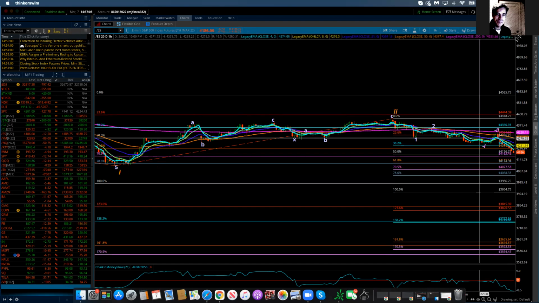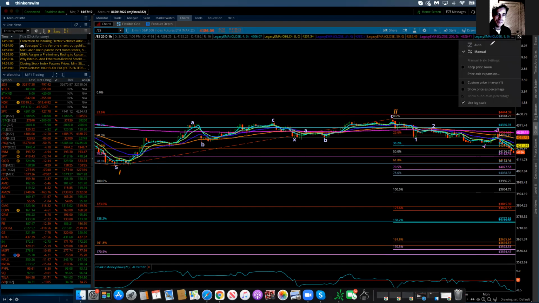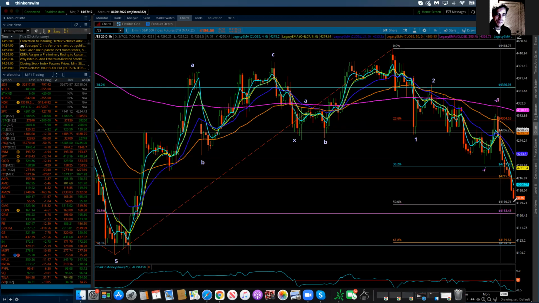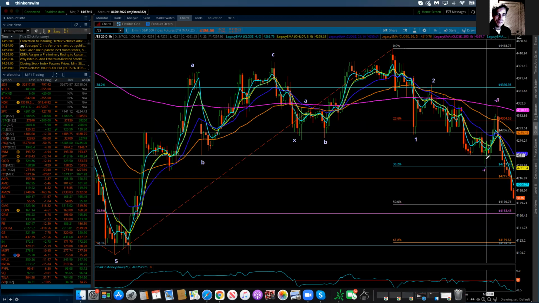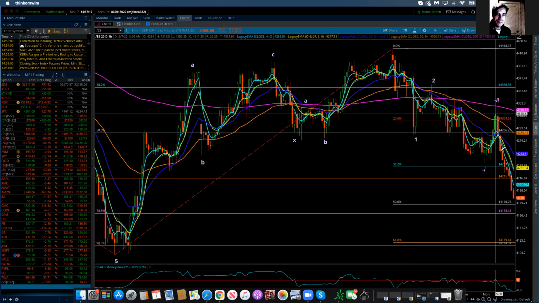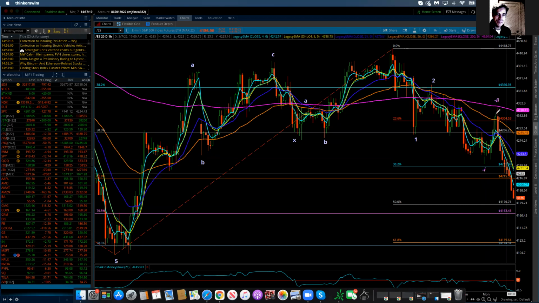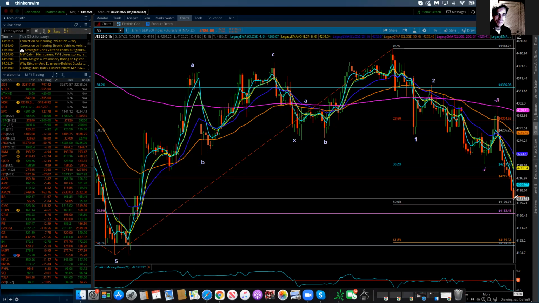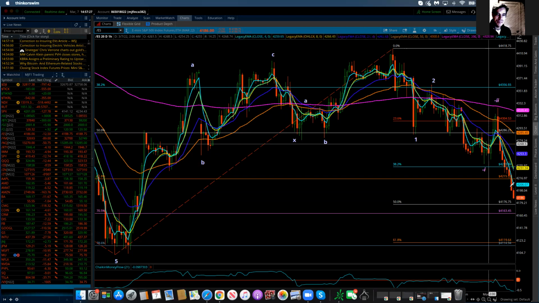Okay, now let me go back. What we need to finish first. So what we are again doing is the extended part, the largest part of this third wave looks to be very close to being complete. And we get a 4 and a 5, and that would complete the third.